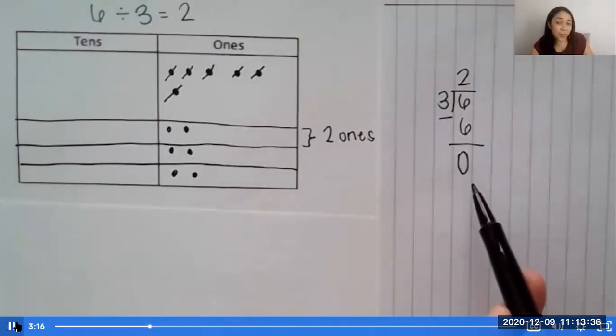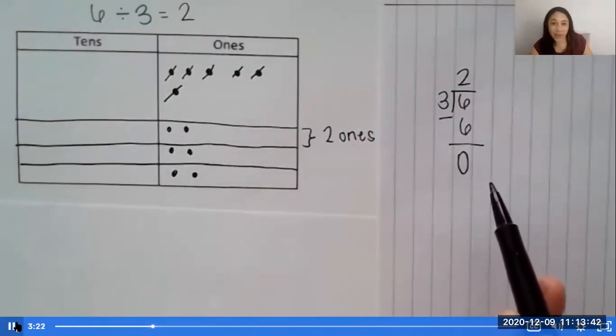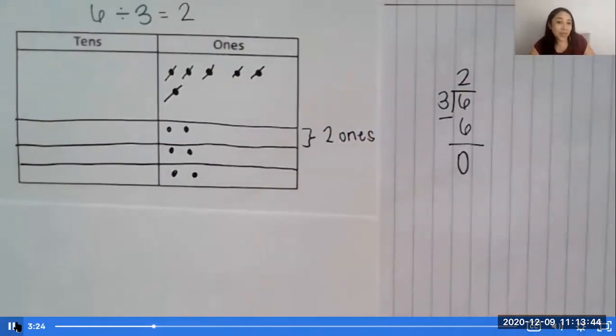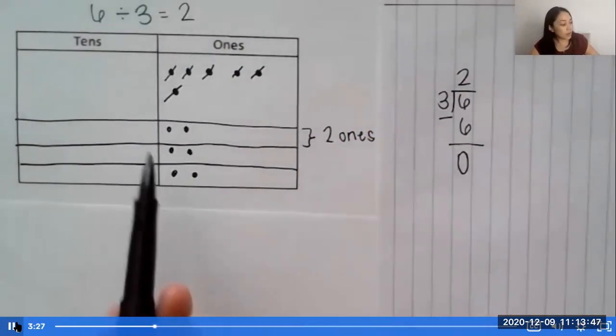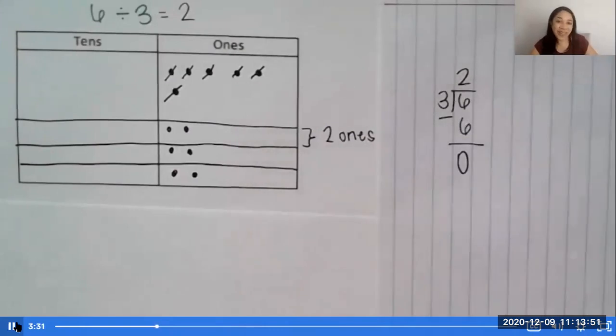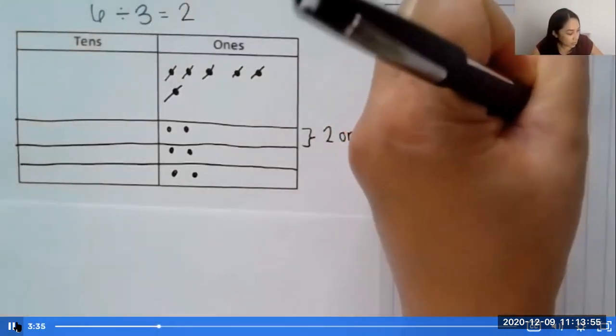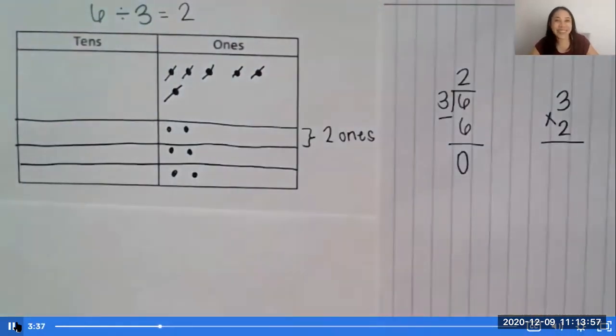What does this 0 mean? It means that all the ones were divided with none left over. We can see 3 groups of 2 both in our model and in our numbers. And we know our answer is correct since 3 times 2 equals 6.